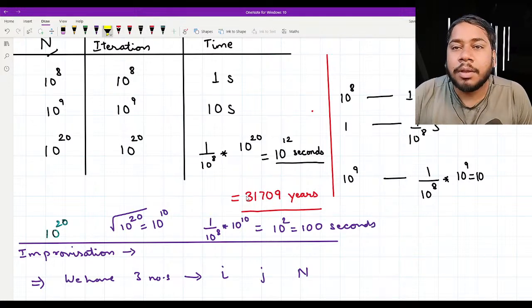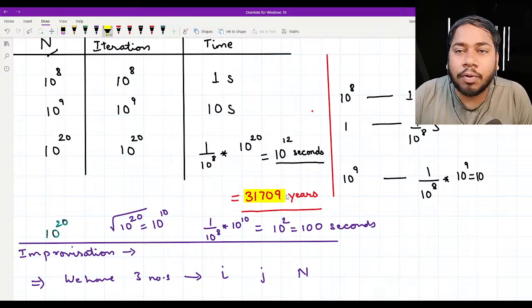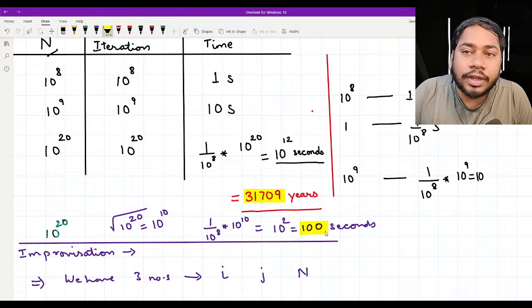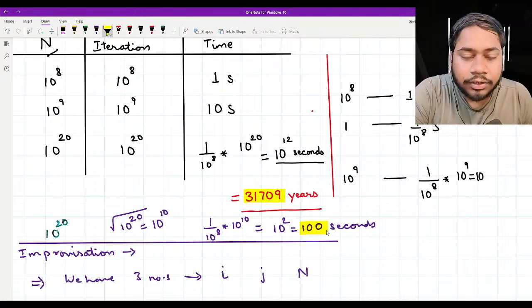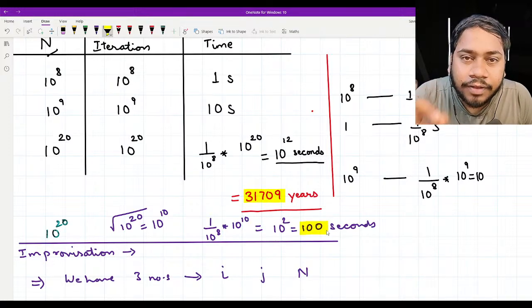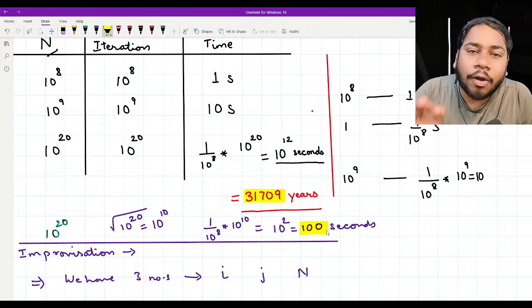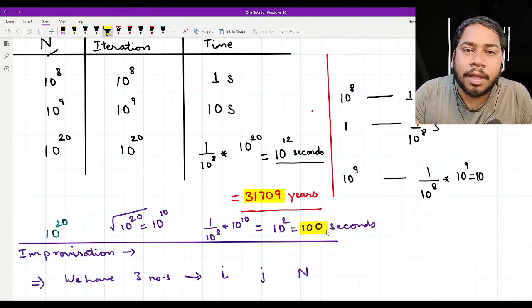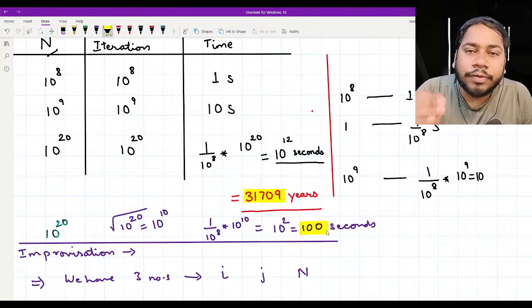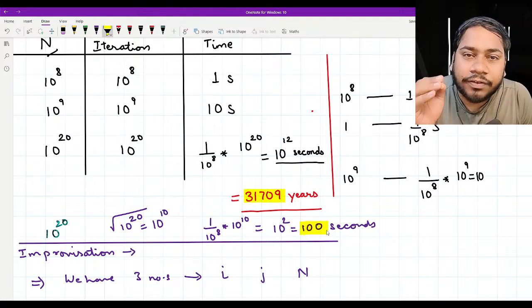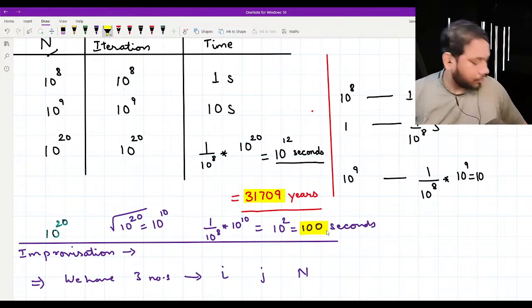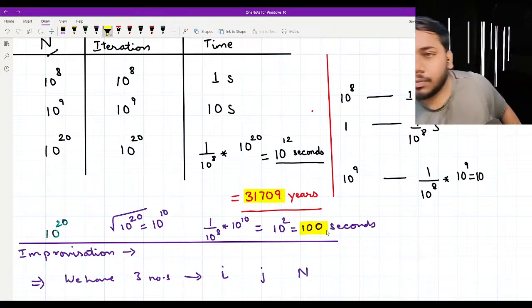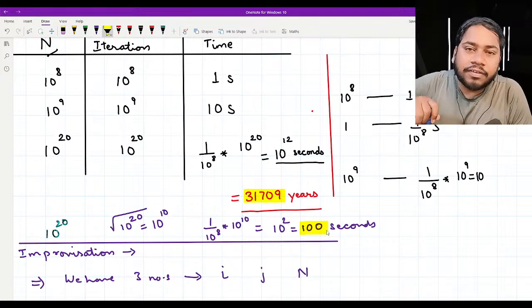See the change. Previously, for the same code, the time we were taking was 31,000 years. Now it is just 100 seconds. See the power of the developers. Our mind, what we are doing with our mind, we are optimizing the code to this extent. See the difference, guys.